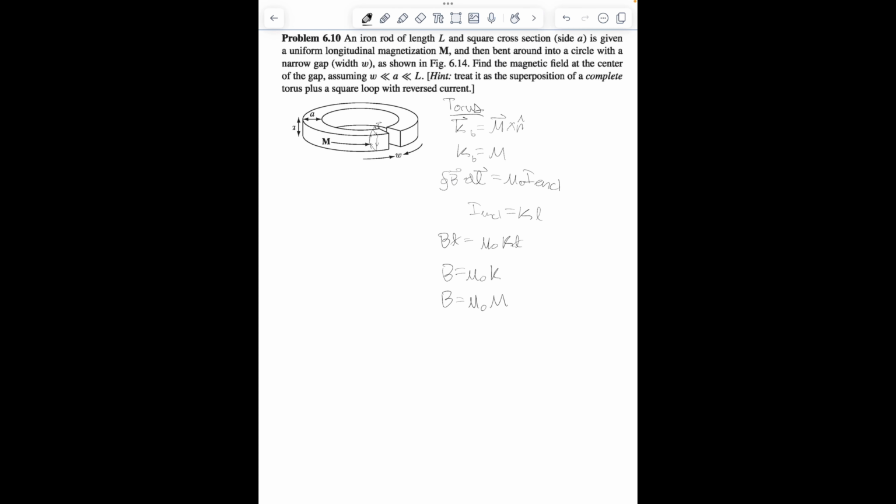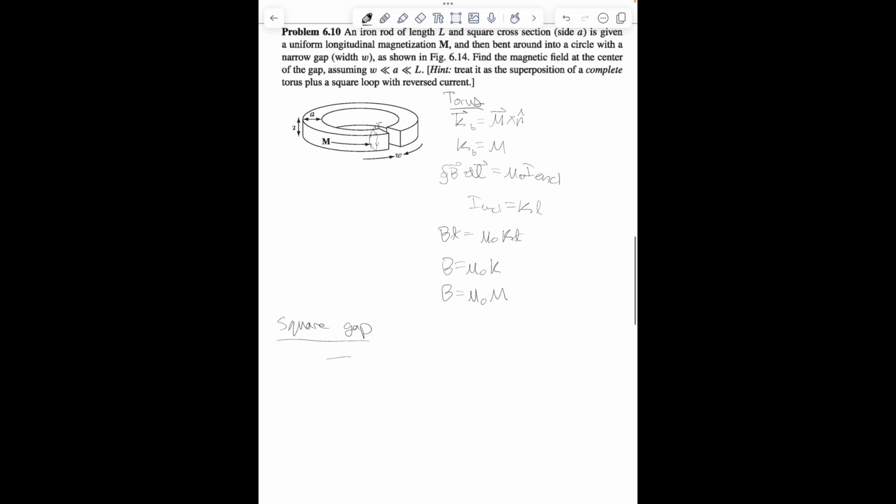Now for the second part, the square part, we basically picture it as a square with the current going like this. We're going to use the equation for the magnetic field around a straight wire, which is B equals negative mu naught I over 4 pi r, z hat, times cosine of theta 2 minus cosine of theta 1.